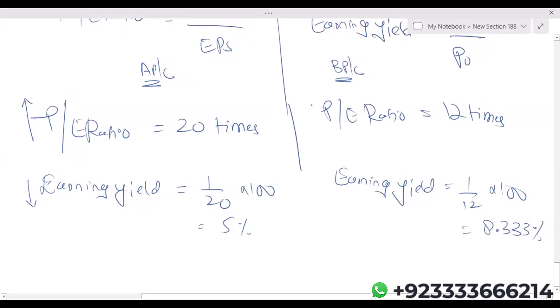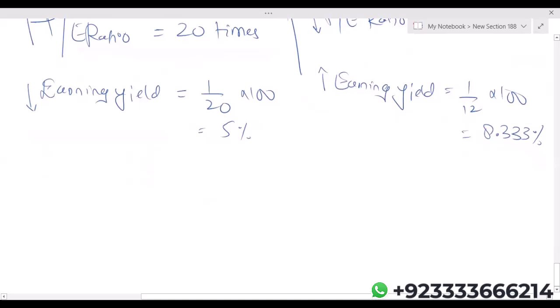BPLC has a lower P/E ratio as compared to APLC, but BPLC has a higher earnings yield as compared to APLC. You just need to know one thing, the inverse relationship. Okay, now there's one more method which is extremely important.